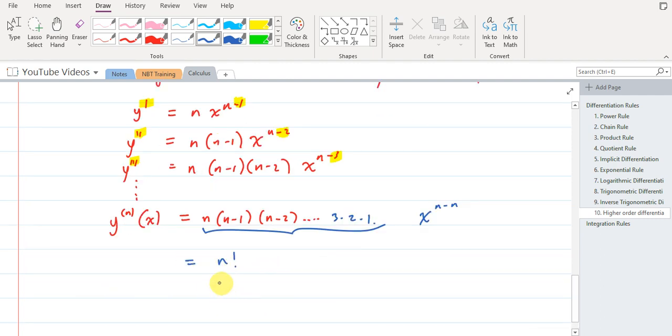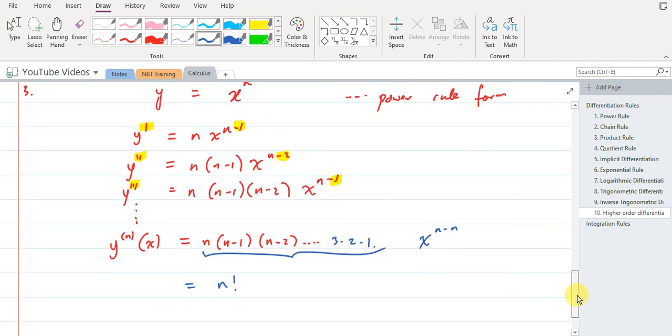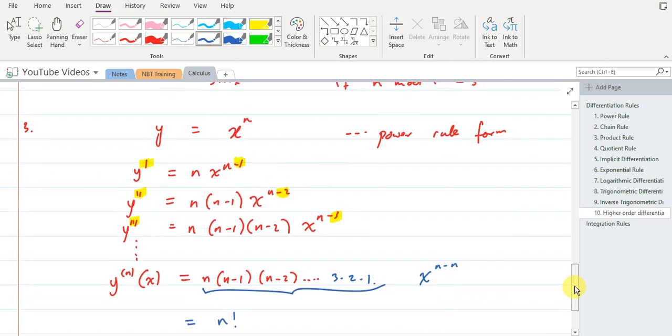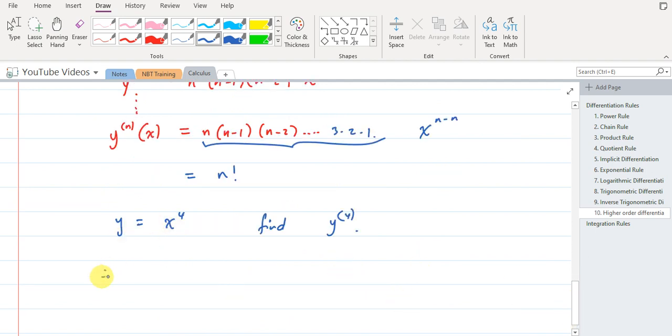Right. So for an example, if I want to find the fourth derivative of x to the power of 4, y is equal to x to the power of 4, find y4. So if I want to find y4, my answer will just be 4 factorial. The fourth derivative will just be 4 factorial, which is 24. 4 times 3 times 2 times 1.